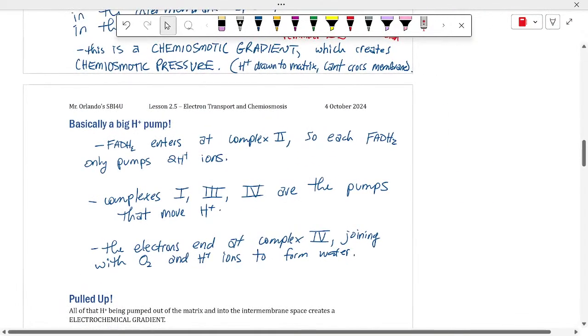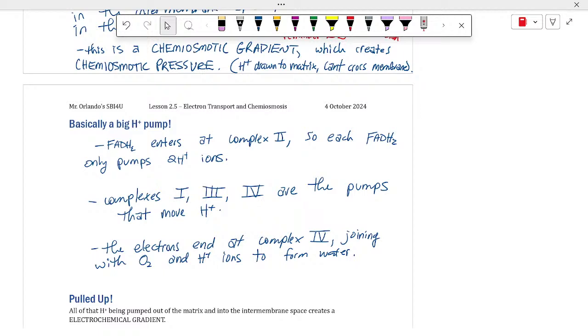Yeah. So we're not going to look at how ATP synthetase works today. We're obviously going to do that on Monday. Monday, we're going to do that. Tuesday, we're going to do a lab.